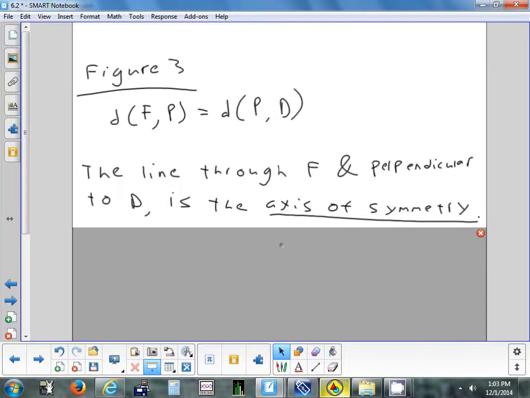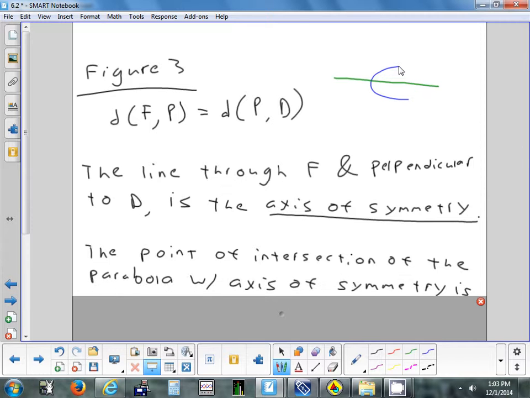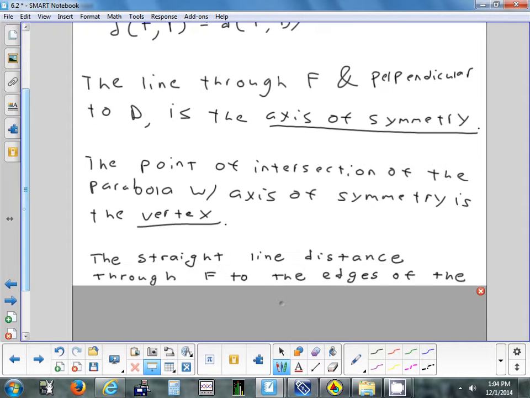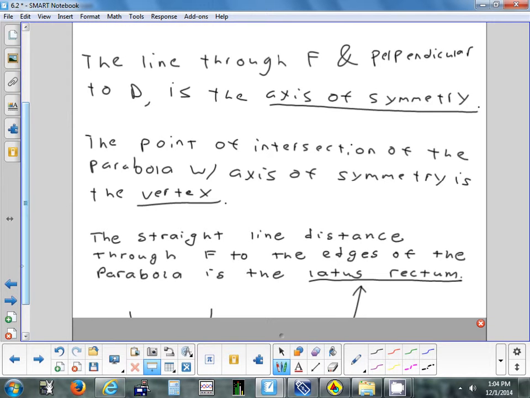Your axis of symmetry, that will touch the parabola. It goes right through it. So if you had a parabola on its side, something like that would be the axis of symmetry. And then the point where that axis of symmetry intersects the parabola, that's called the vertex. And that's your vertex. And then there's one more distance that they measure.